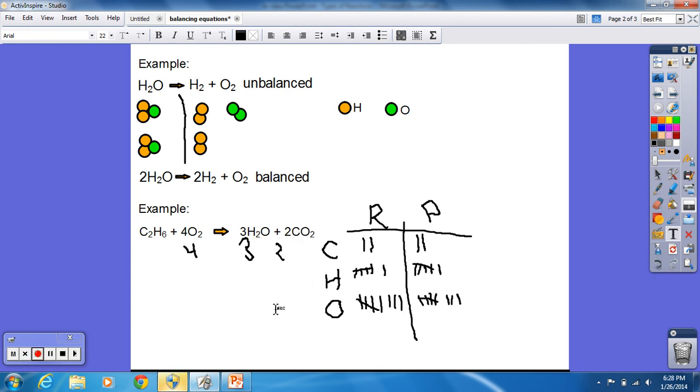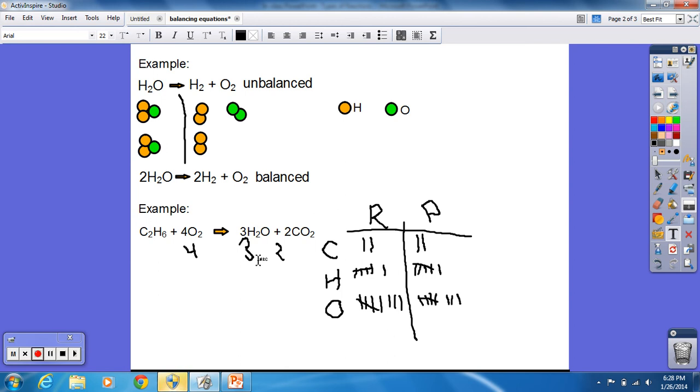Sometimes you don't pick the right element to start with, and you have to go back and forth and add more here and then add more there. Sometimes it works out really nicely and you get this. Then I always like to double check. So I've got 2 carbons here, 2 there, 6 hydrogens here, 6 there, 8 oxygens here. I've got 3 here plus 4. Wait, that's not working out now. Why isn't that working out?